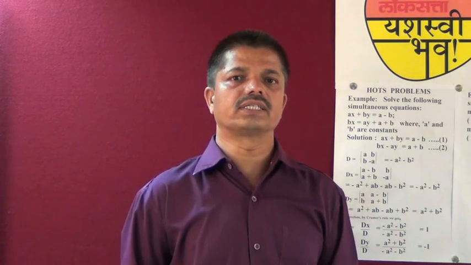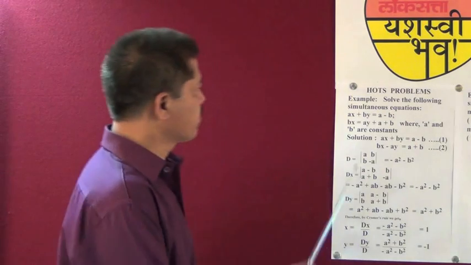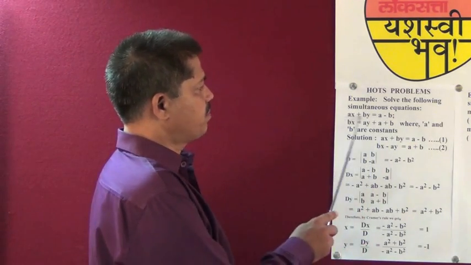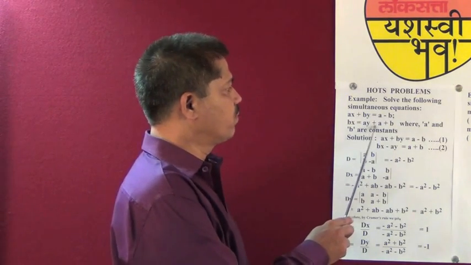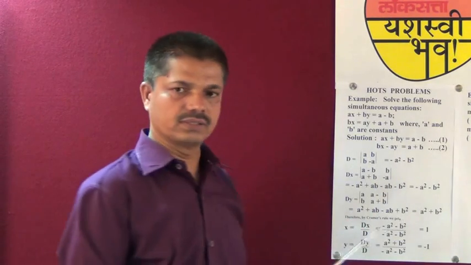Now, in the last part of this session, we will see the HOT problems, that is, higher order thinking skill problems, which are given at the end of the text. We have selected here two examples. First one: solve the following simultaneous equations. ax plus by is equal to a minus b, bx is equal to ay plus a plus b, where a and b are constants.